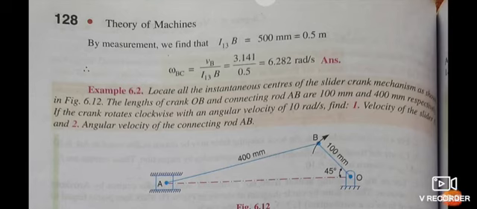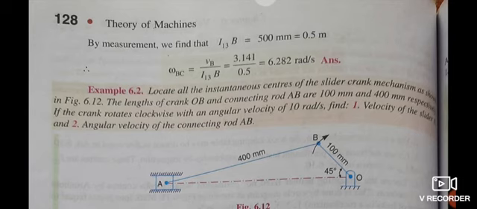Dear friends, today we will solve one numerical. Locate all the instantaneous centers of the slider crank mechanism as shown in the figure. The lengths of crank OB and connecting rod AB are 100 mm and 400 mm respectively. If the crank rotates clockwise with an angular velocity of 10 radian per second, find first the velocity of slider A and second the angular velocity of connecting rod AB.